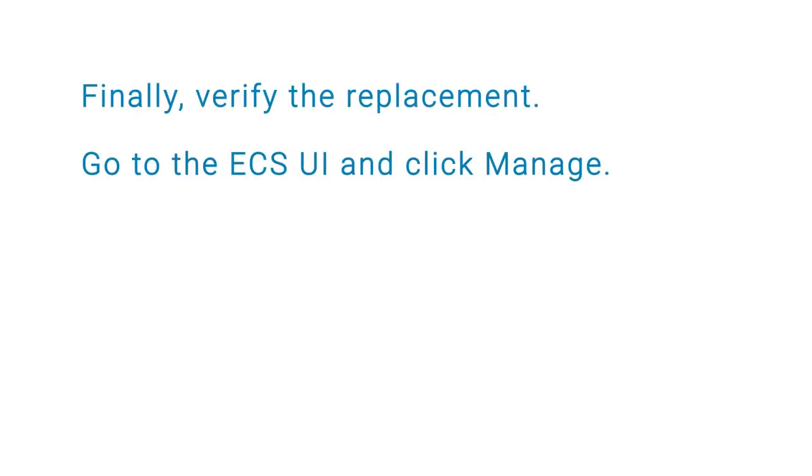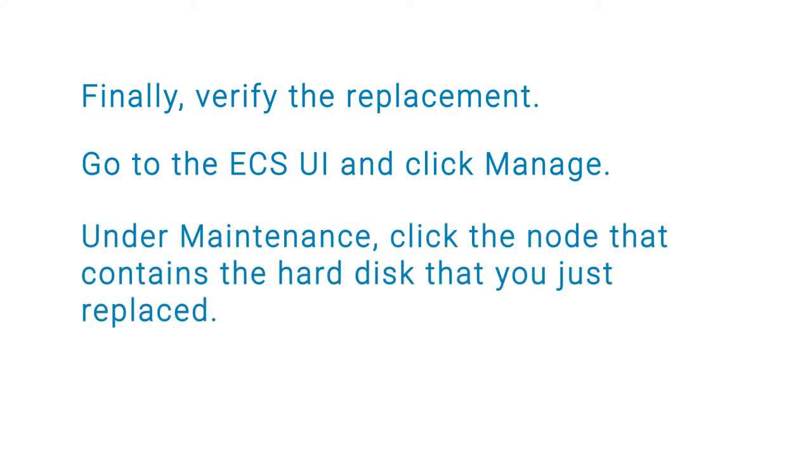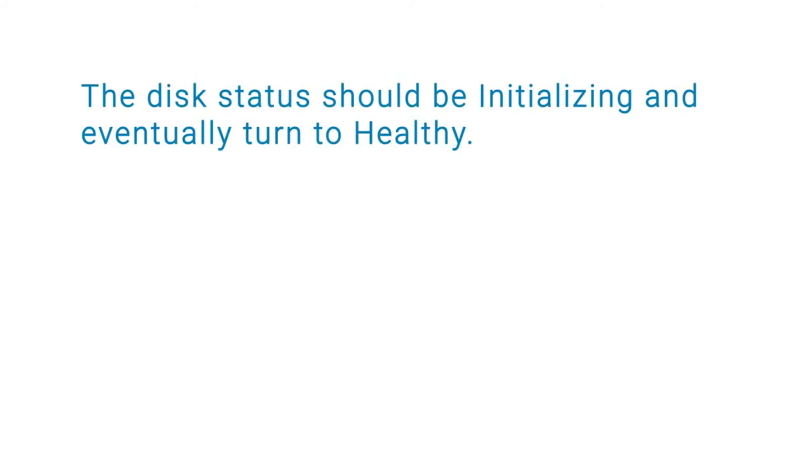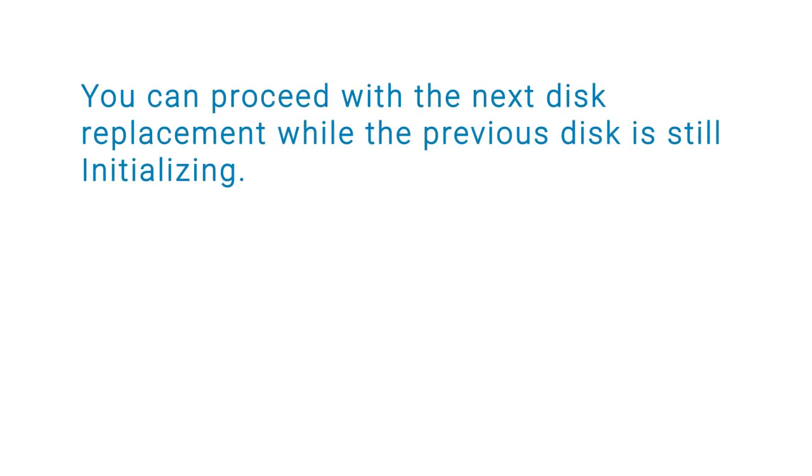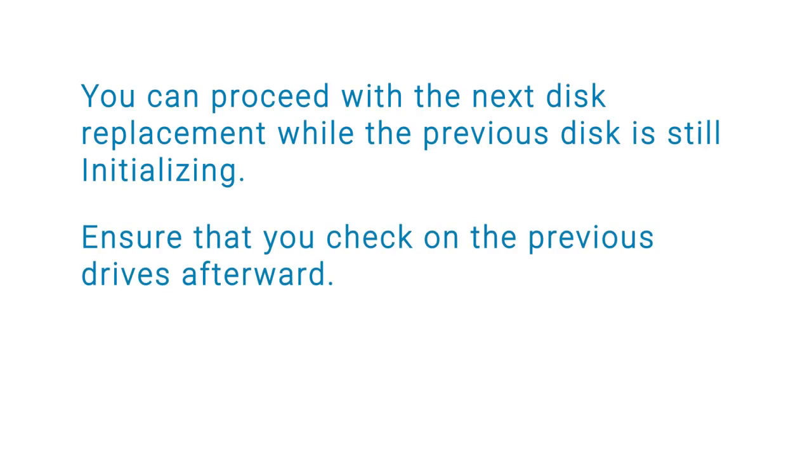Finally, we need to verify the replacement. Go to the ECS UI and click Manage. Under Maintenance, click the node that contains a hard disk that you just replaced. The disk status should be initializing, and eventually turn to healthy. The initializing process may take 10 to 15 minutes, depending on the disk size and system load. You can proceed with the next disk replacement while the previous disk is still initializing, and then ensure that you check the previous drives afterward.